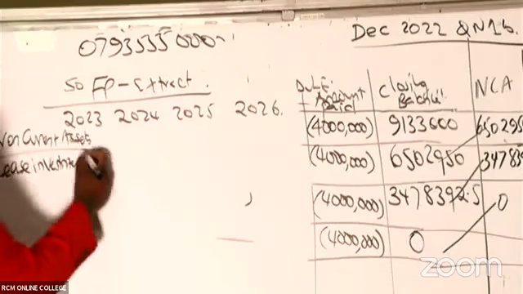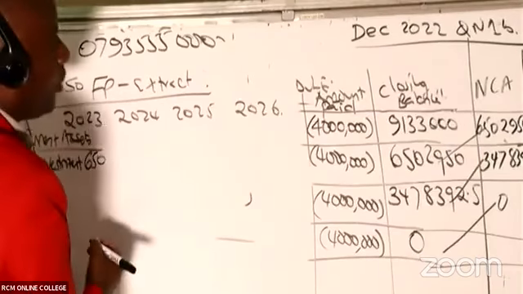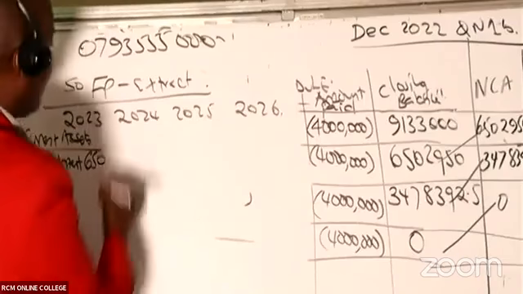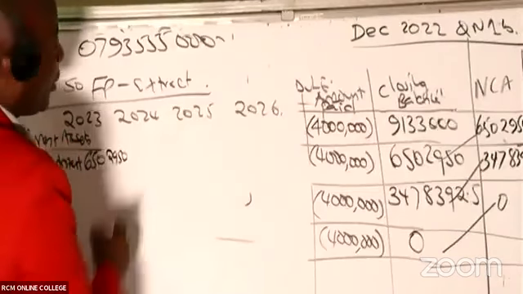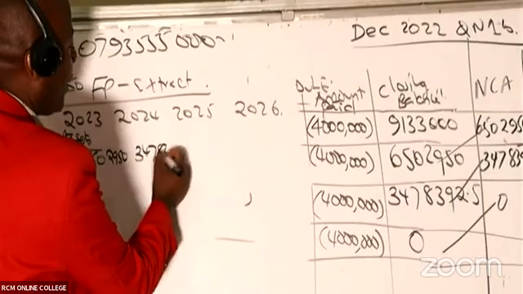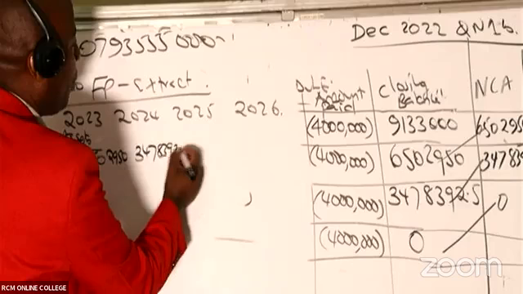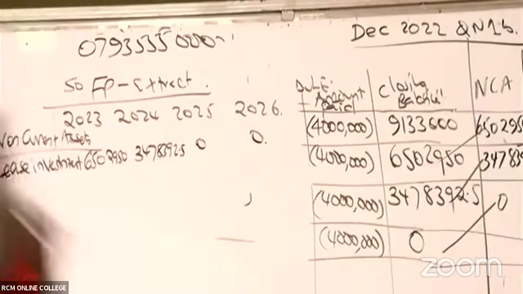So we have here 650 to 2950. The first year. The second year is 347,839, 2.5, 2025 is 0. And then of course, that is number one.